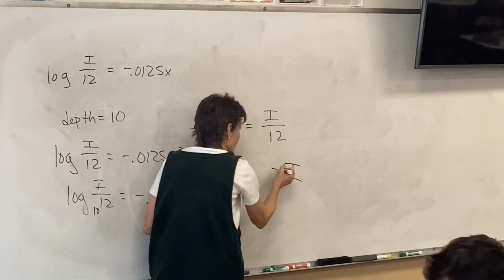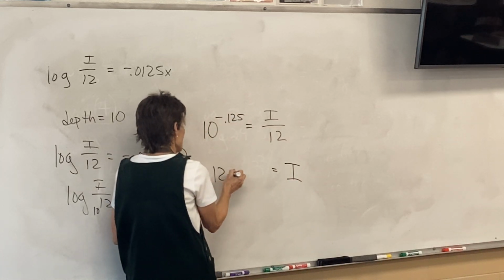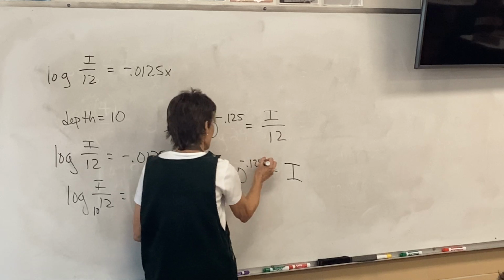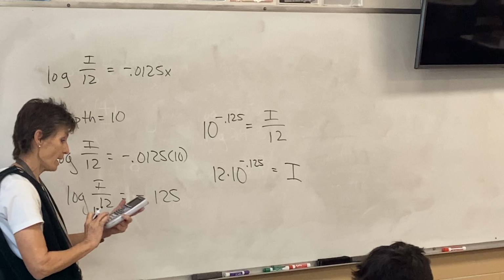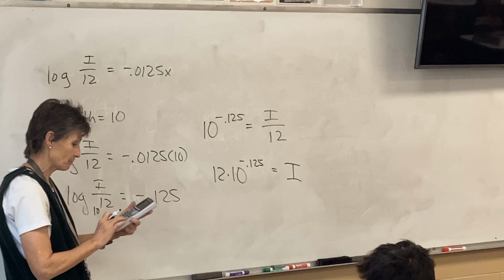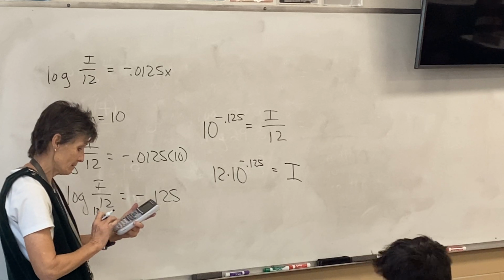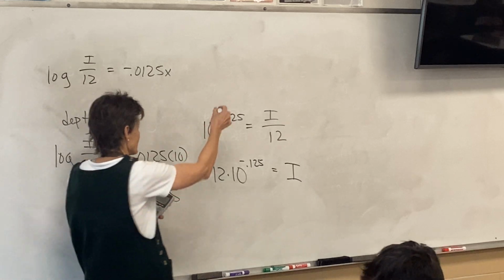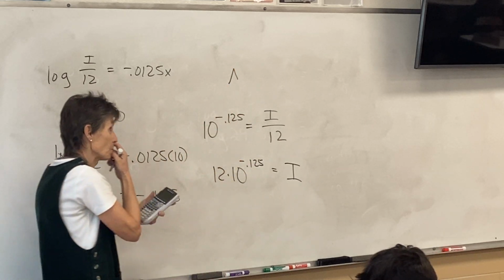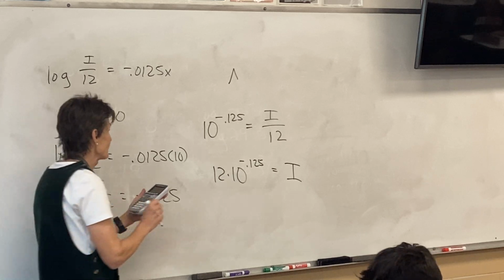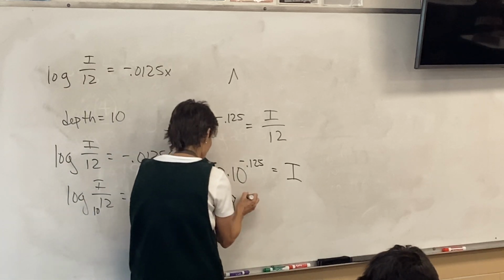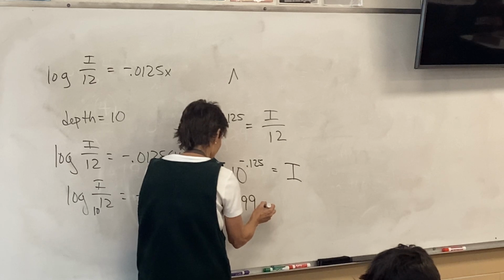Now can I multiply by 12? So I'm going to take out my calculator and multiply 12 times 10 raised, and this is your button that raises, to the negative 0.125 power. And hopefully you got 8.9987.